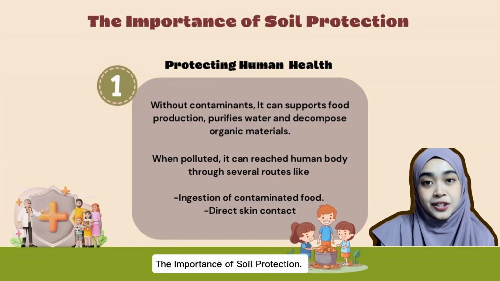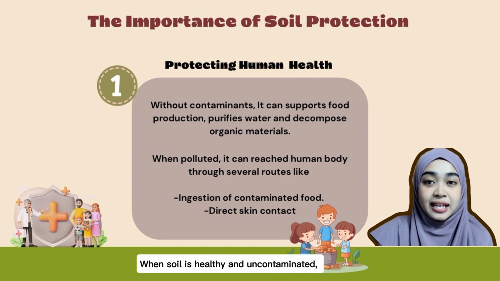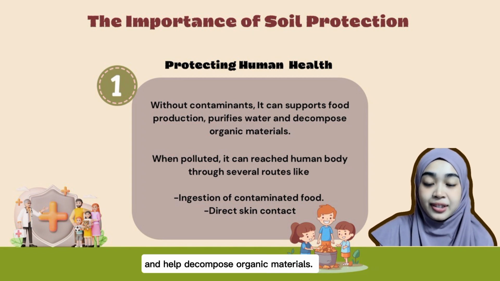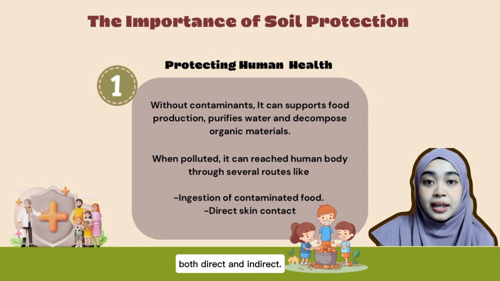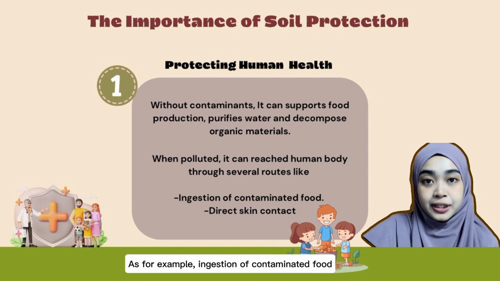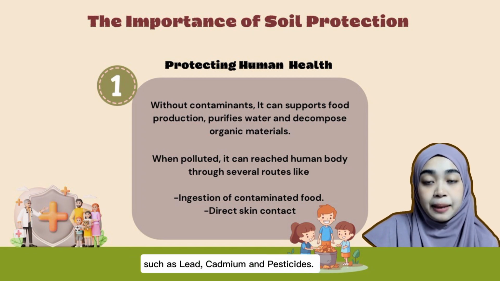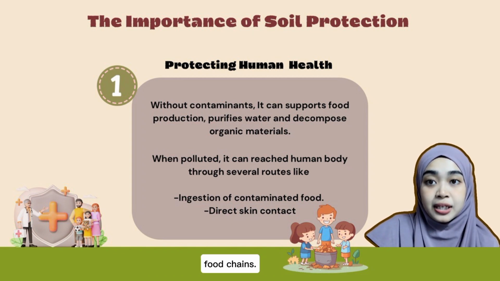The importance of soil protection. Number one is protecting human health. When soil is healthy and uncontaminated, it supports food production, purifies water, and helps decompose organic materials. However, when soil becomes polluted, it can act as a pathway to reach humans, both directly and indirectly. For example, ingestion of contaminated food. Plants grown may absorb toxic substances such as lead, cadmium, and pesticides. These toxins then enter the human food chain.